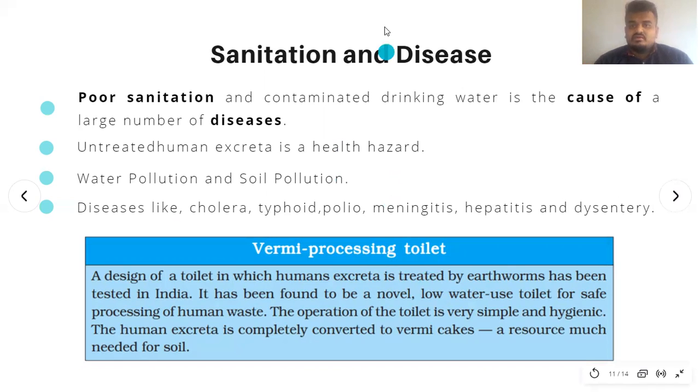Wait for a while, let me search that. This is vermi compost, something related to it.